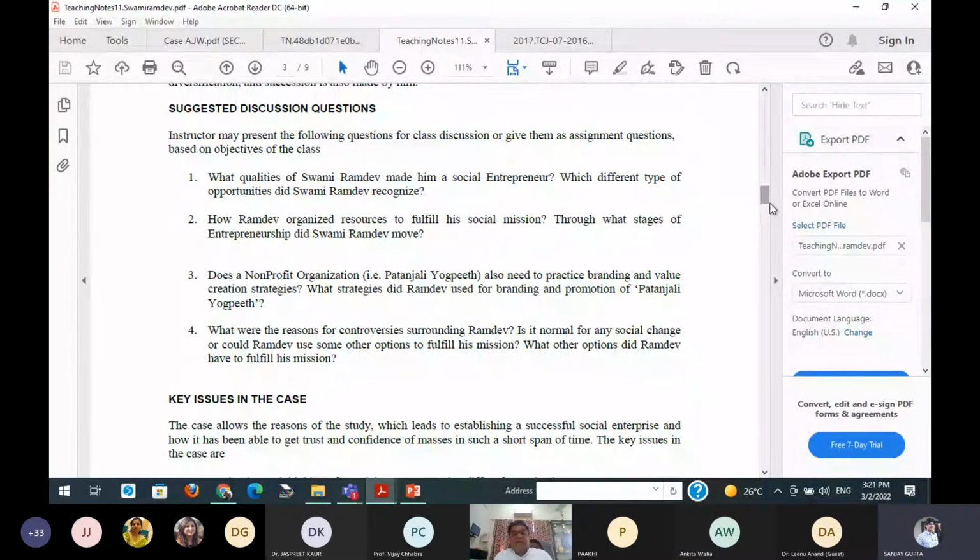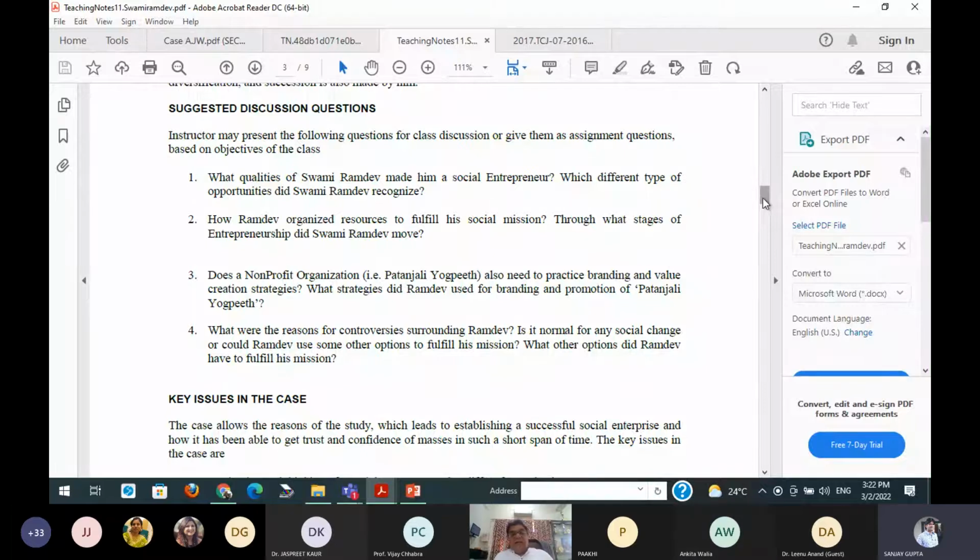And you have already designed the discussion questions. If you see the discussion questions here, they begin like this: what qualities of Swami Ramdev made him a social entrepreneur? Which different types of opportunities did Swami Ramdev recognize? All these questions will influence the students and initiate discussion. And the fourth question: what were the reasons for controversy surrounding Ramdev?